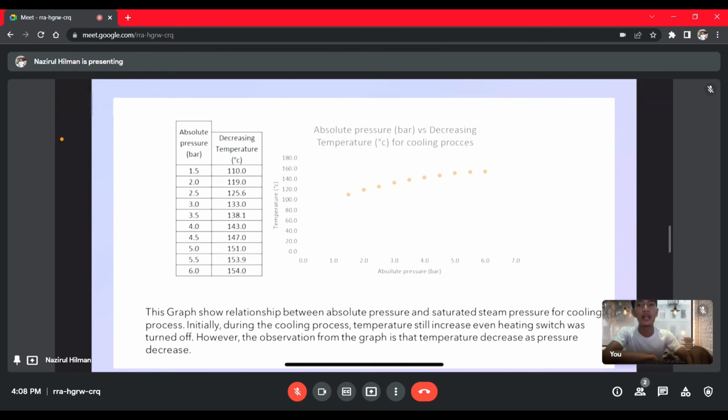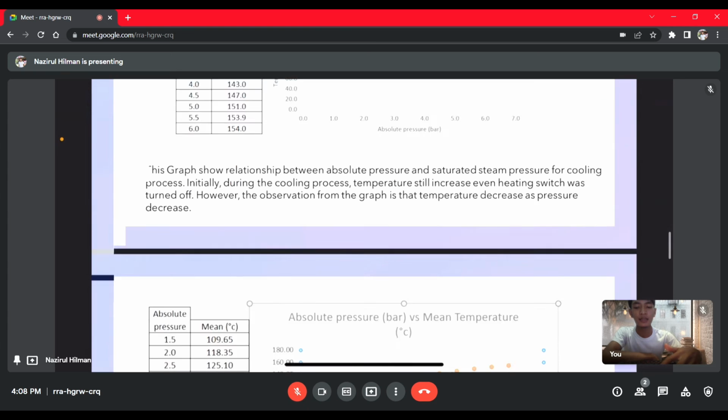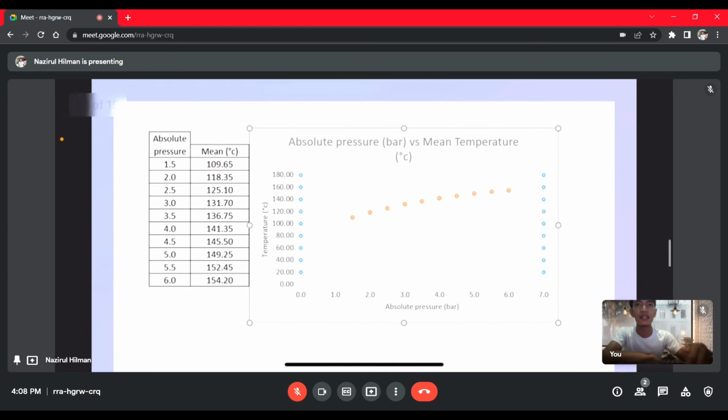Next we have absolute pressure versus decreasing temperature for the cooling process. Initially, during the cooling process, temperature still increased even though the heating switch was turned off. But the observation from the graph is that temperature decreased as pressure decreased. Next, this is the graph of absolute pressure versus mean temperature.